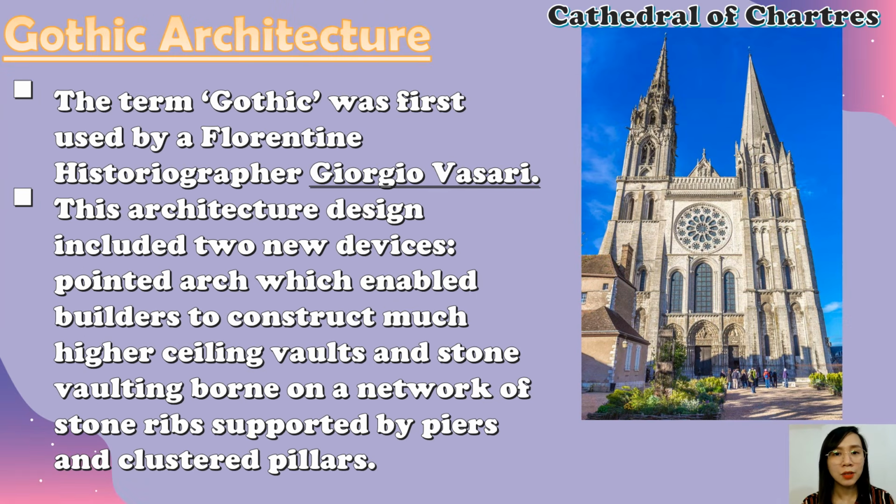And now the last period is the Gothic era. The term Gothic was first used by a Florentine historiographer named Giorgio Vasari. This architecture design included two new devices: pointed arch, which enabled builders to construct much higher ceiling vaults, and stone vaulting borne on a network of stone ribs supported by piers and clustered pillars. One of the most famous structures in this period is a cathedral named Cathedral of Chartres.